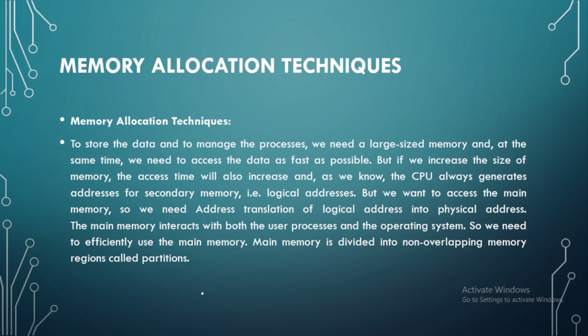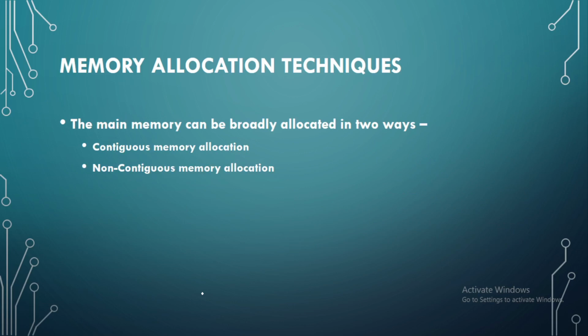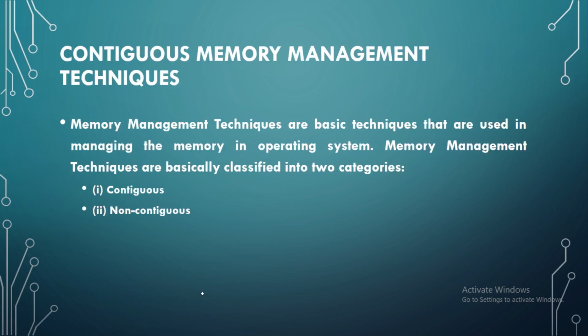The main memory interacts with both the user processes and the operating system, so we need to use the main memory efficiently. Main memory is divided into non-overlapping memory regions called partitions. The main memory can be broadly allocated in two ways: contiguous memory allocation and non-contiguous memory allocation. Here, contiguous means continuous. Memory management techniques are the basic techniques used in managing memory in the operating system, and they are classified into contiguous and non-contiguous.